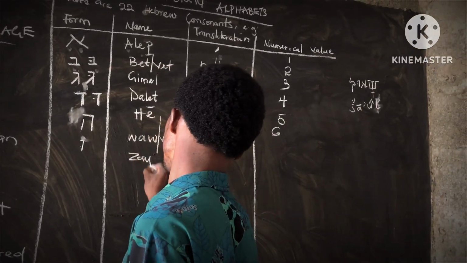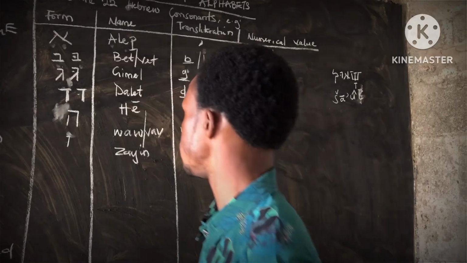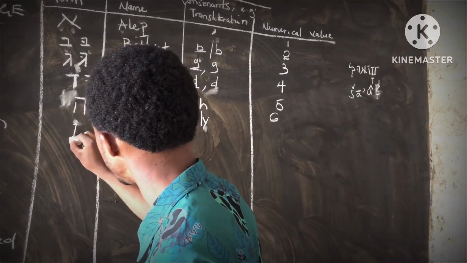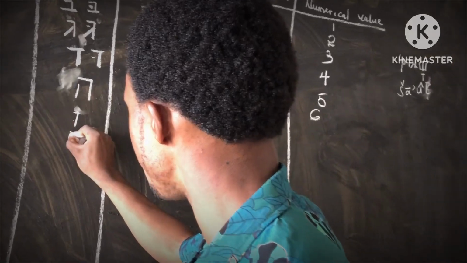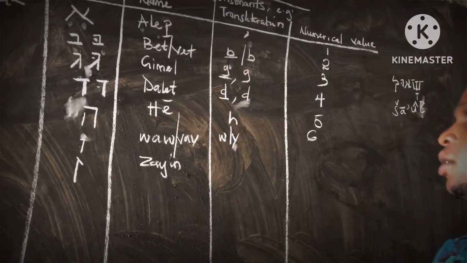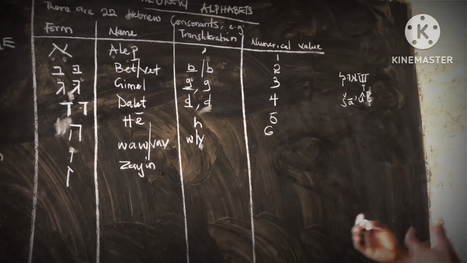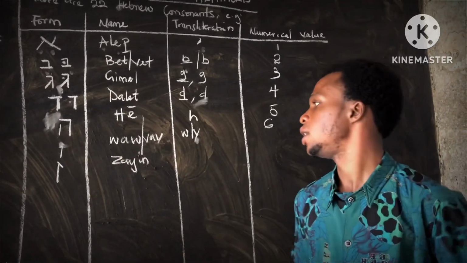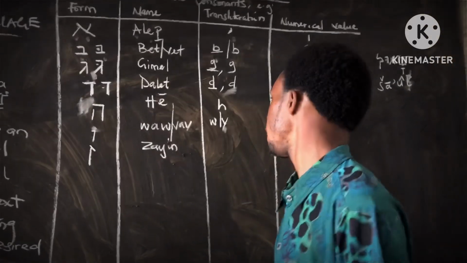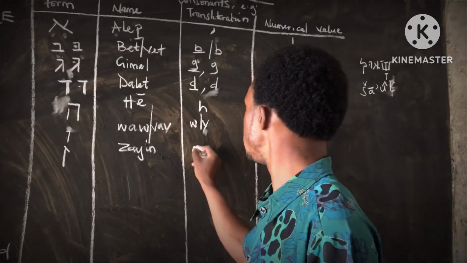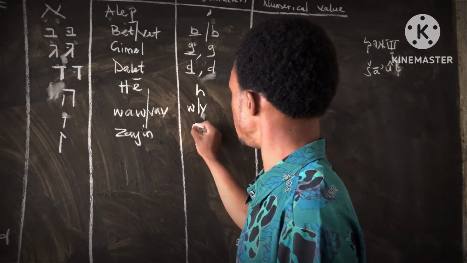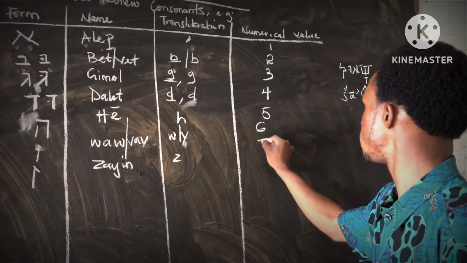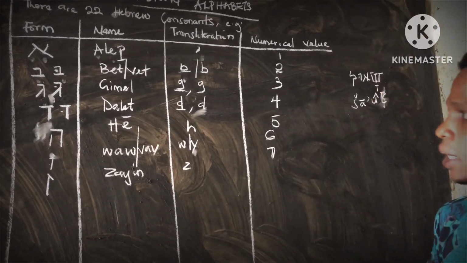The next one is what we call Zayin. Zayin is simply written like this. You have to be careful because all these letters may sometimes appear similar, but you can see how its stroke bends. So it is Zayin and simply represents Z. We have it as number 7.